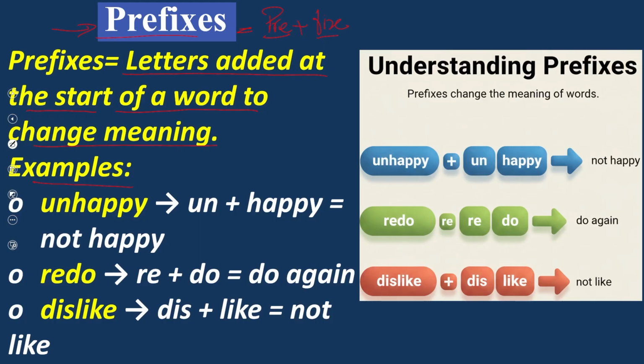Such types of letters are called prefixes. For example, unhappy. Happy is the root word and un is a prefix that is attached before the root word. Not happy, this is the meaning. Redo: re and do. Do is the root word and re is the prefix. It means do again. Dislike: dis and like. It means not like. Dis is the prefix and like is the root word. So these are called prefixes.